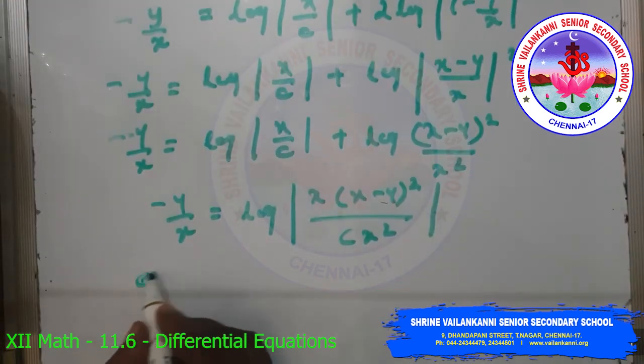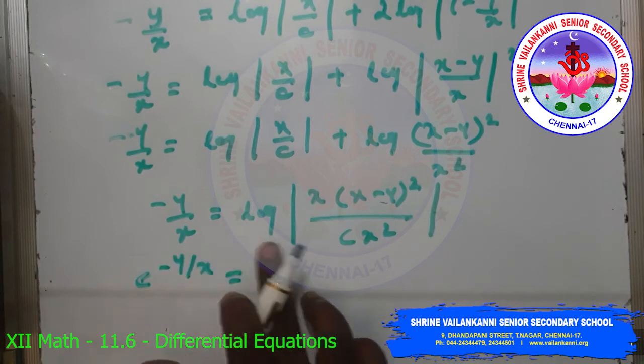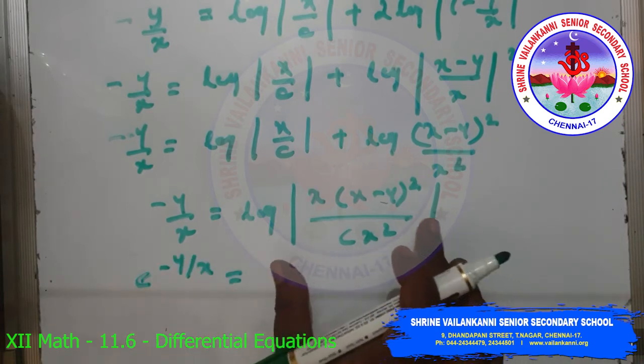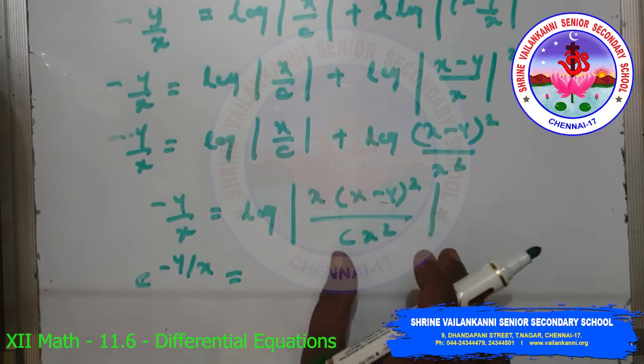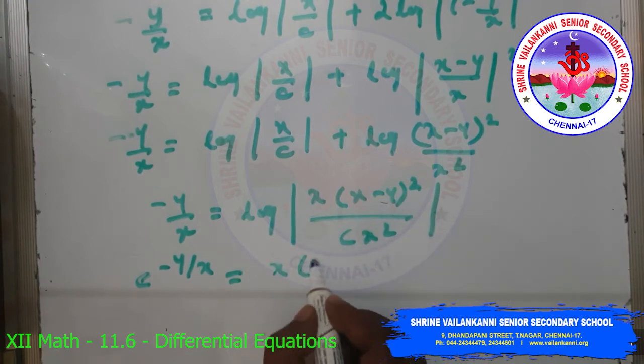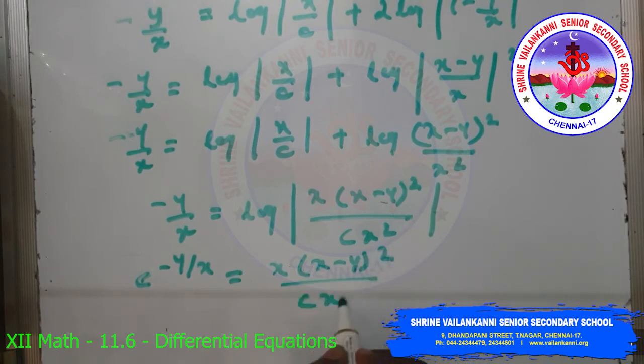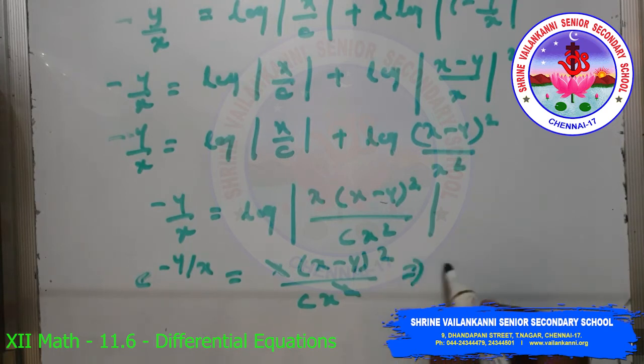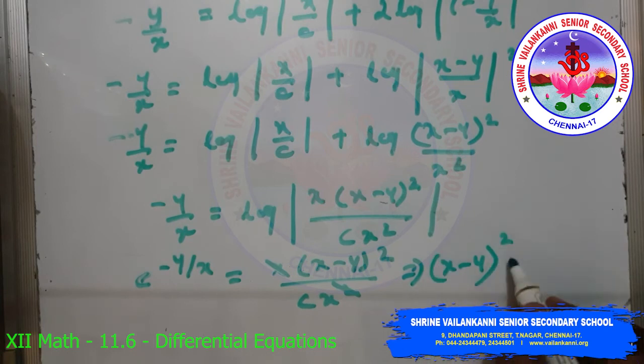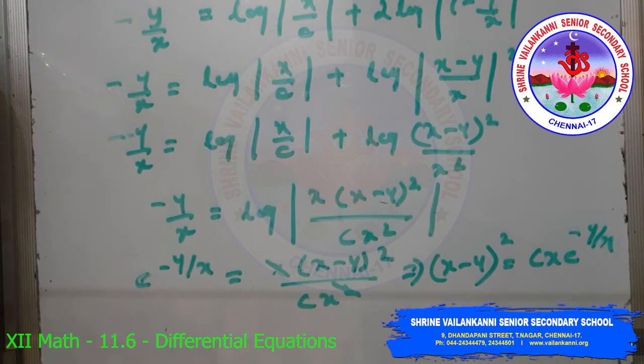So e power minus y by x, which is equal to e power log of something, which is e power log of x, which is x. So x into x minus y whole square by cx square. So cancelling x, we get e power minus y by x, which is equal to x minus y whole square by cx. So otherwise we can write this as x minus y whole square, which is equal to cx into e power minus y by x, which is the required solution.